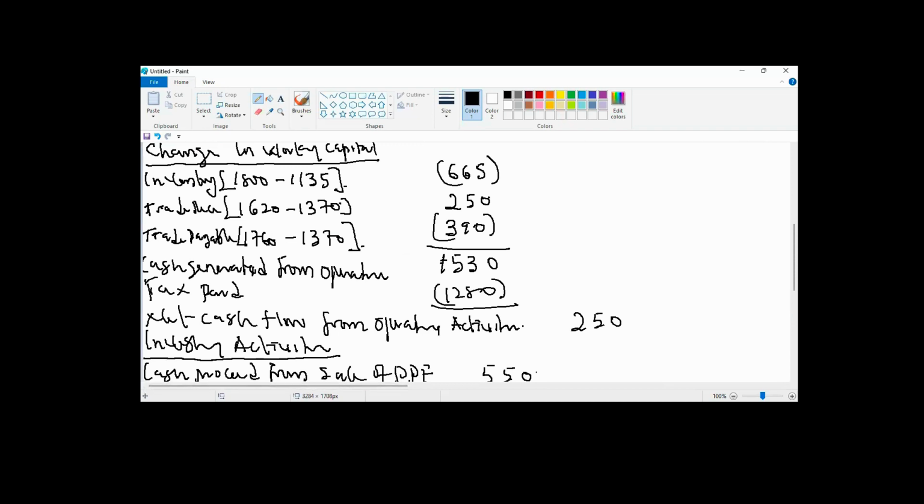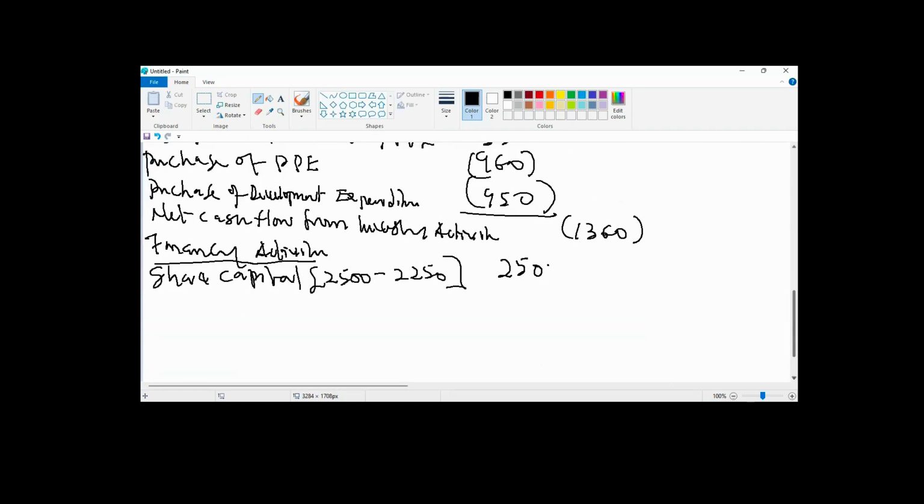Oh, that's okay. 1,750 share premium. 1,750 minus 250, inflow of 1,500. Dividend paid. According to the question, dividend paid. Is there any loan? I will look at the loan.